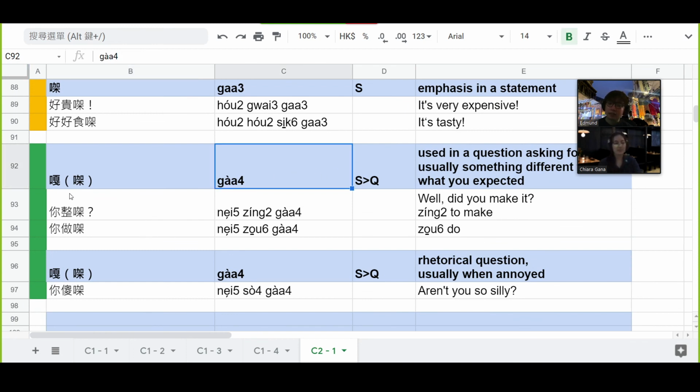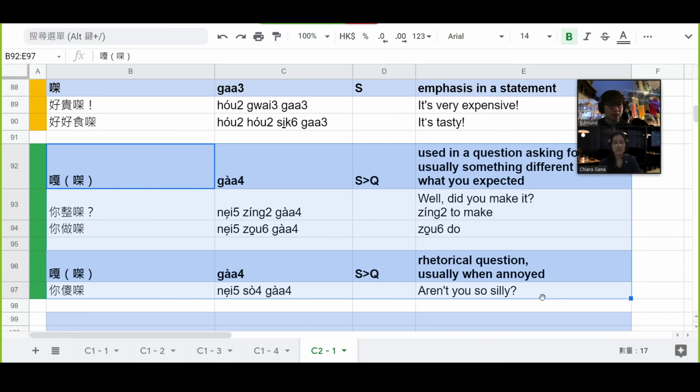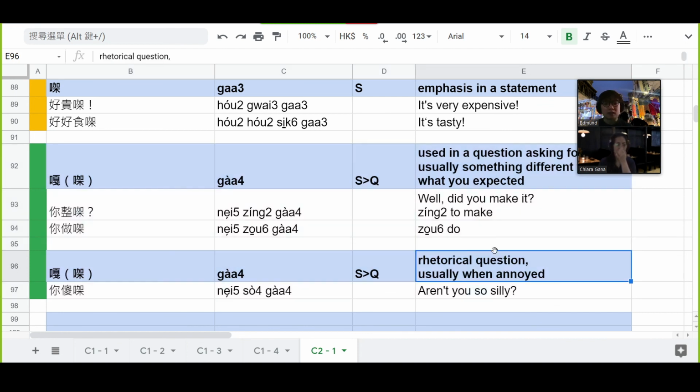I think actually these two are very similar, but people call this one a rhetorical question, meaning you are not asking for an answer. You don't want an answer. It looks like a question, but it's not a question. So 你傻㗎？ 傻 is silly, stupid, crazy. Usually you can guess, you use it to blame someone.